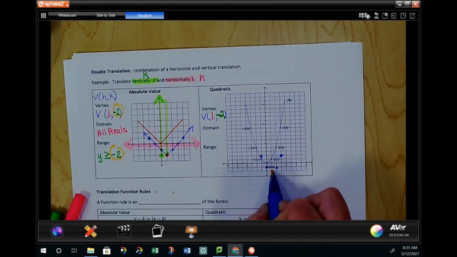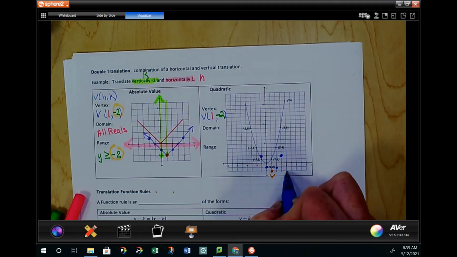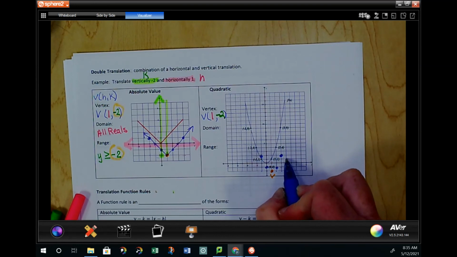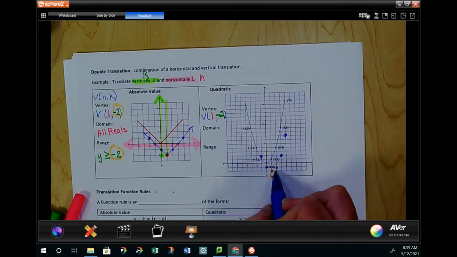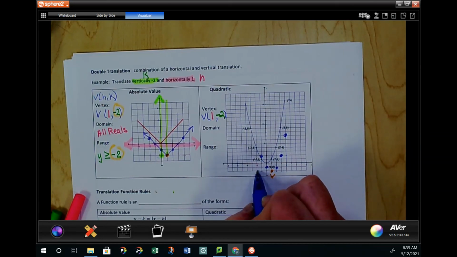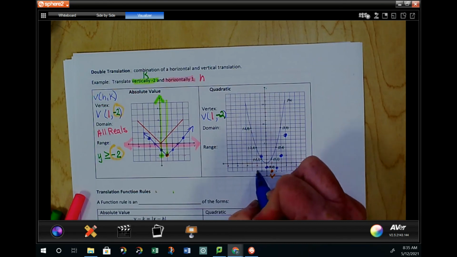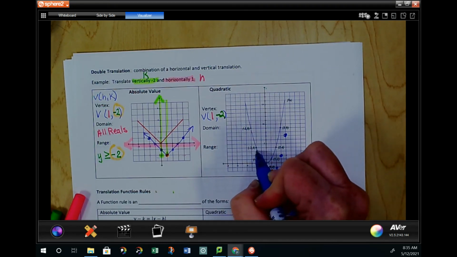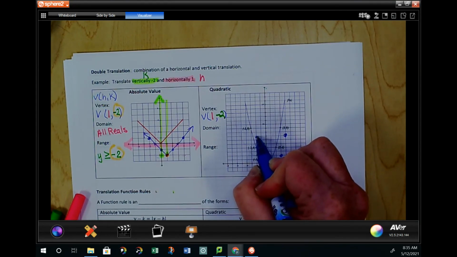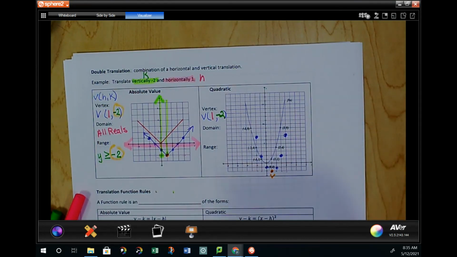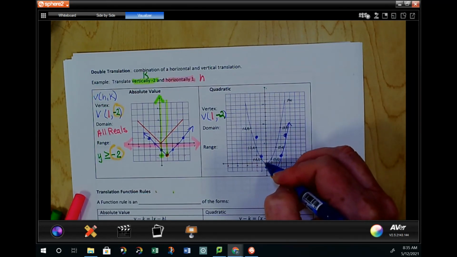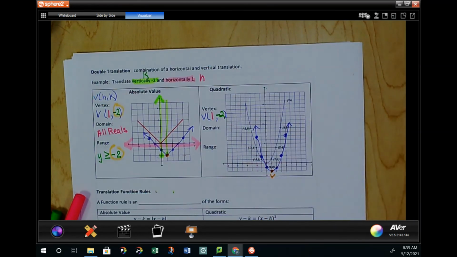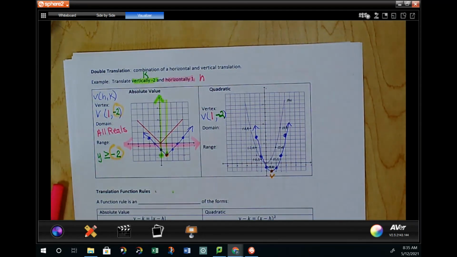And then, from my vertex point, I'm going to move to the right 3: 1, 2, 3. And then 3 times 3 is 9. So I have to move up 9: 1, 2, 3, 4, 5, 6, 7, 8, 9. And then I'm going to do it again, 1, 2, 3 to the left. So negative 3 times negative 3 is positive 9. So 1, 2, 3, 4, 5, 6, 7, 8, 9. And then we're going to sketch our graph. And remember, it makes that U shape. So there you go.